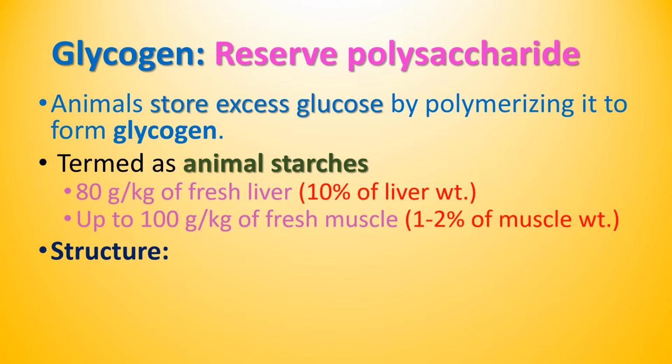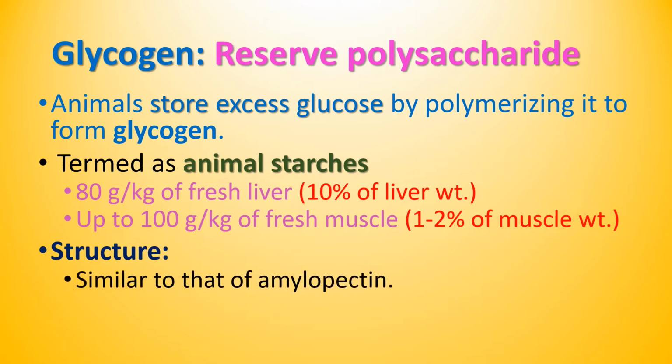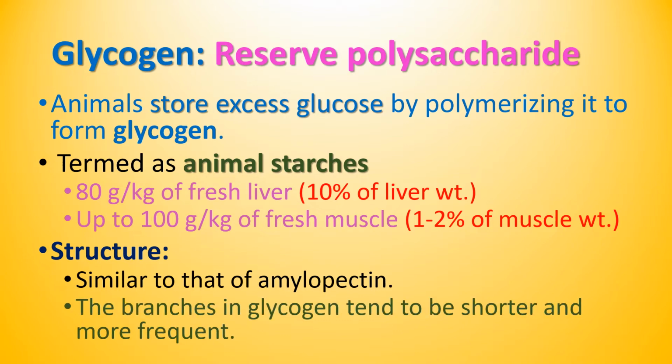If we look at the structure of glycogen, it is similar to that of amylopectin. However, the difference between glycogen and amylopectin is the branching. In case of glycogen, the branches are shorter and more frequent. The molecular weight of glycogen varies considerably according to the animal species, the type of tissue and the physiological state of the animal. Glycogen is the main carbohydrate storage product in the animal body, and it plays an essential role in energy metabolism.